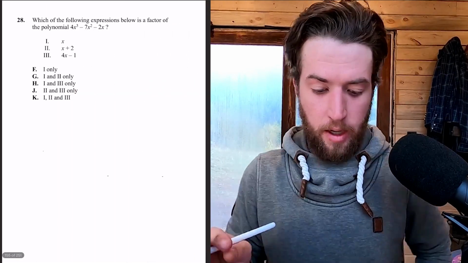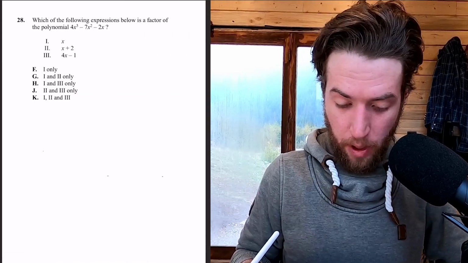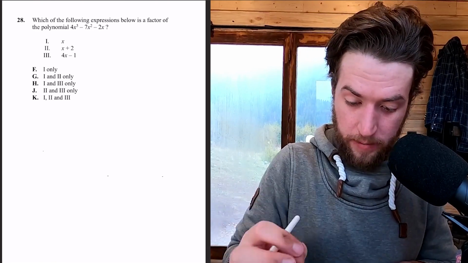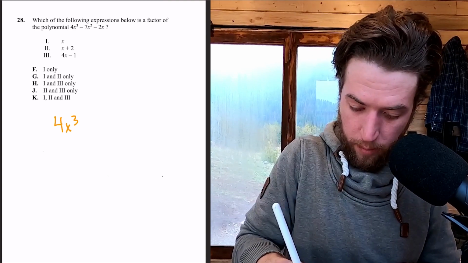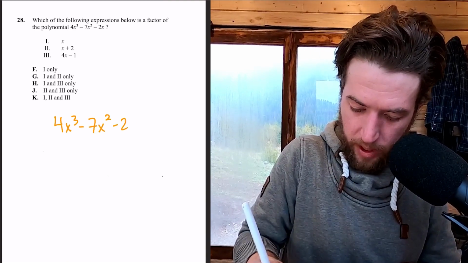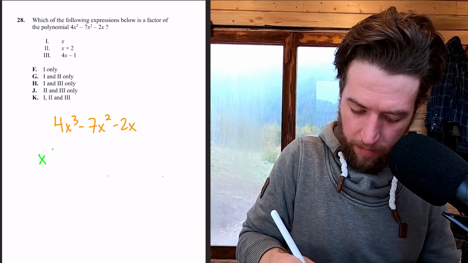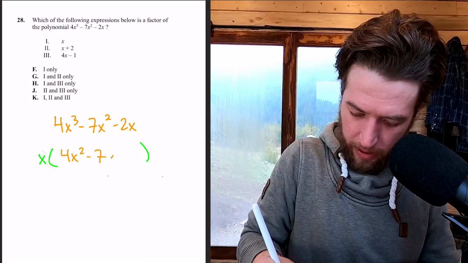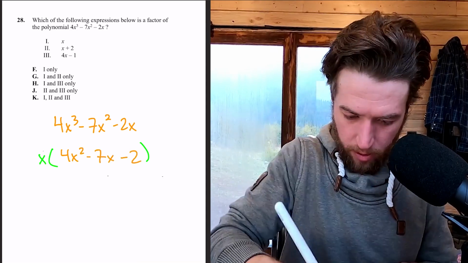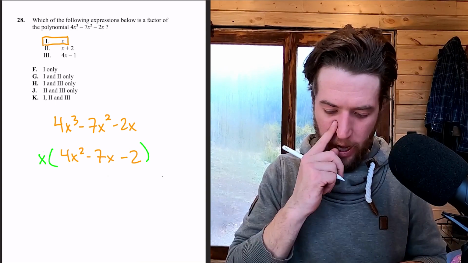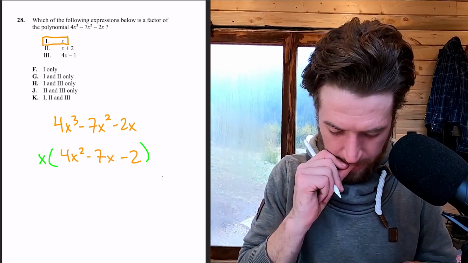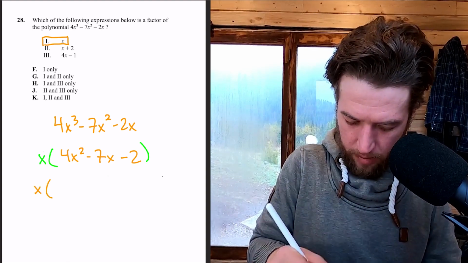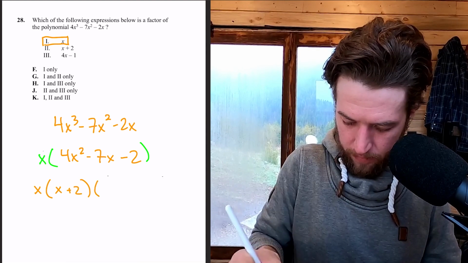Okay. Which of the following expressions below is a factor of the polynomial 4x to the third minus 7x squared minus 2x? So 4x to the third minus 7x squared minus 2x. Well, we can definitely factor an x out of this. So that's 4x squared minus 7x minus 2. So this is definitely good. x plus 2 and 4x minus 1. Well, let's see. Can we do x plus 2? Let's just try it. What will that leave us with?